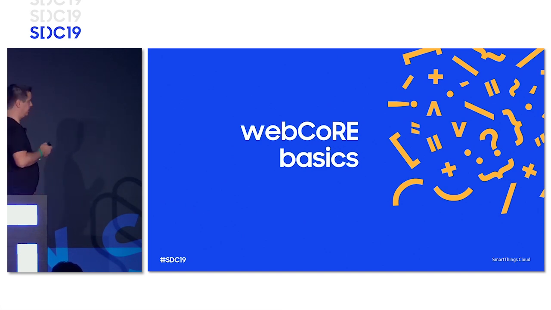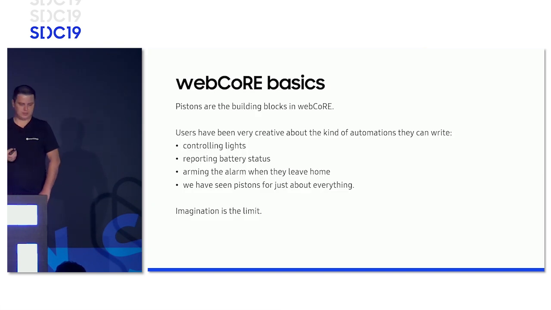So let's look a little bit at the basics of WebCoRE. The pistons are pretty much the building blocks in WebCoRE. They represent a standalone rule that listens to devices and executes actions based on a script. The piston is really a collection of nested statements that allows the user to build a complex rule just as complex as they need. There are if statements to allow conditional execution.